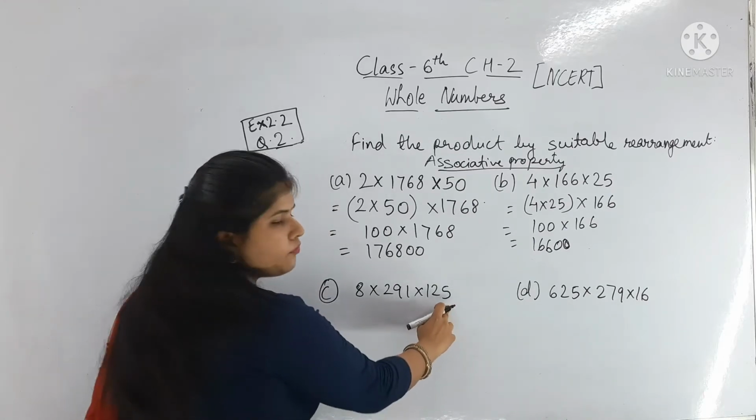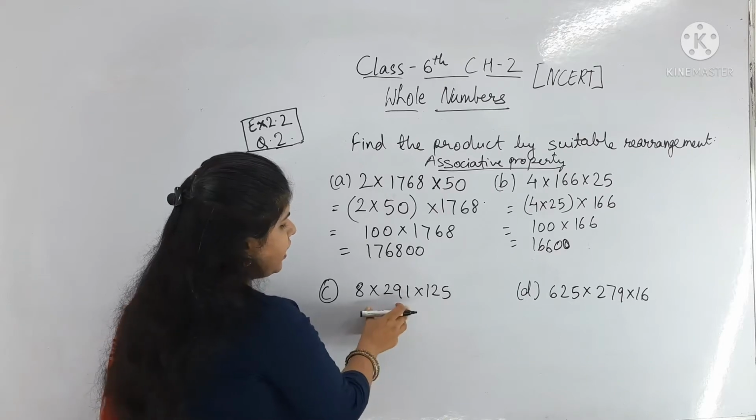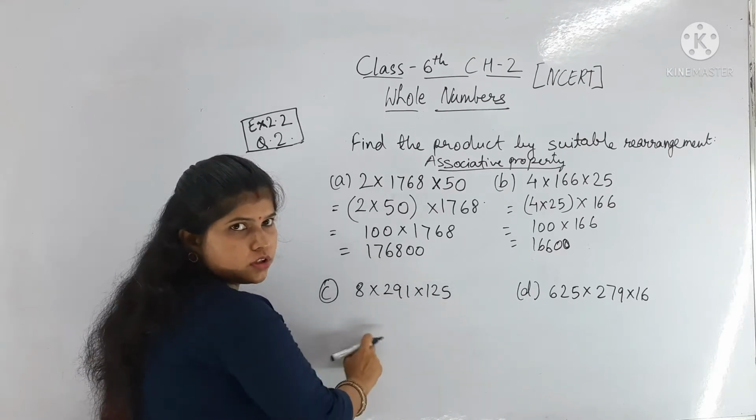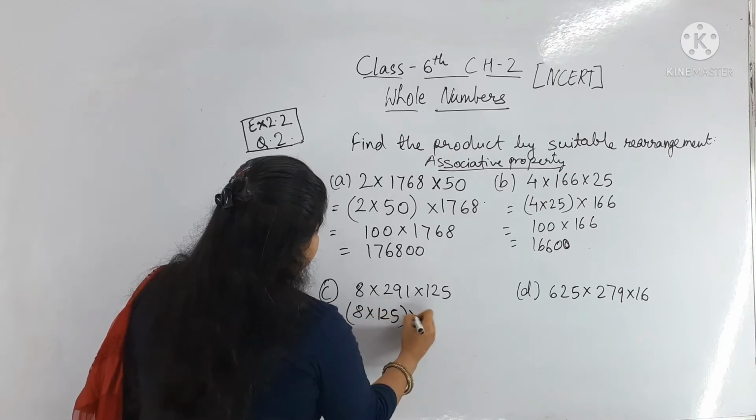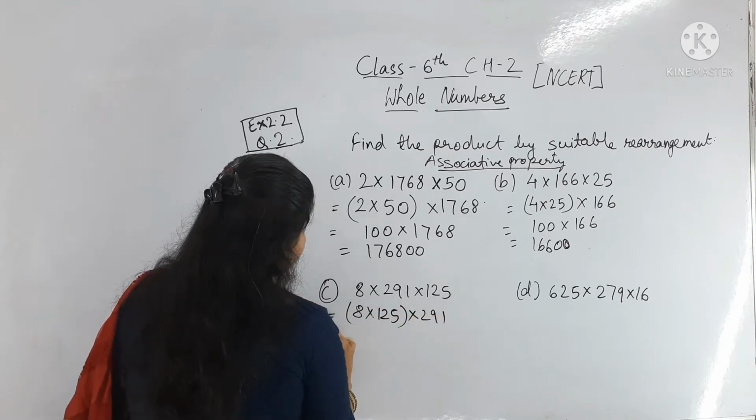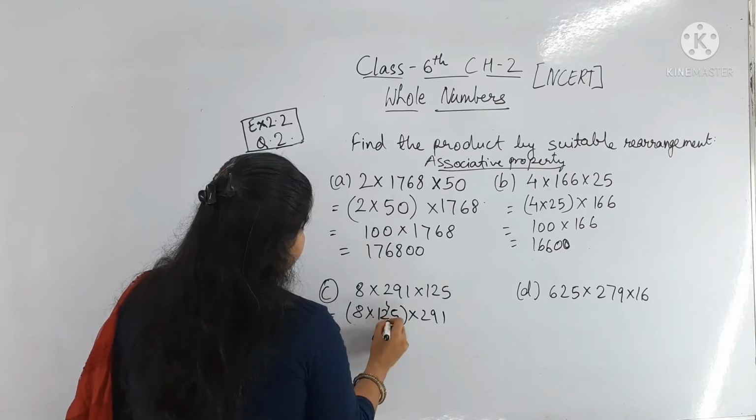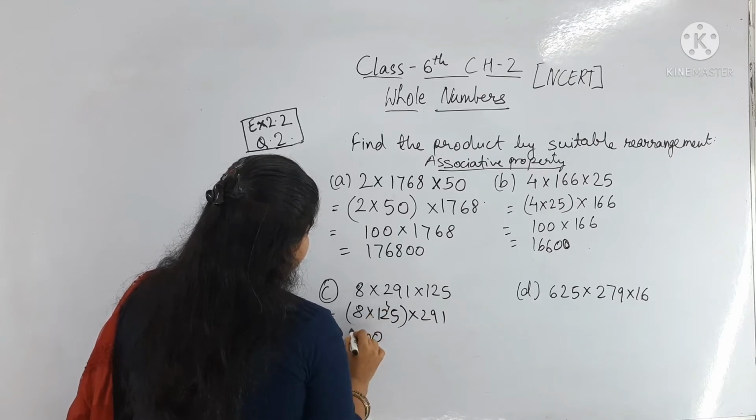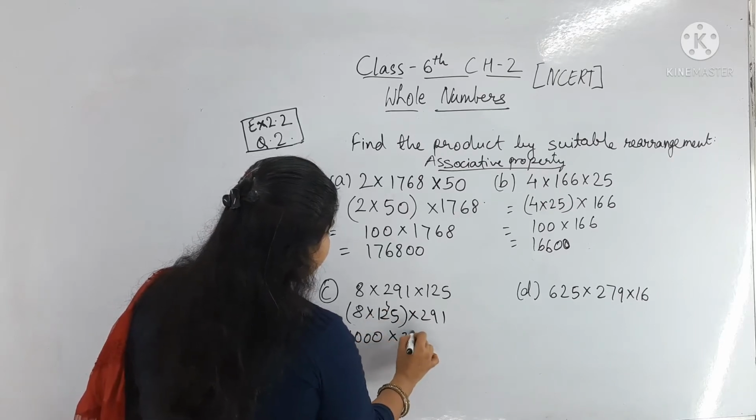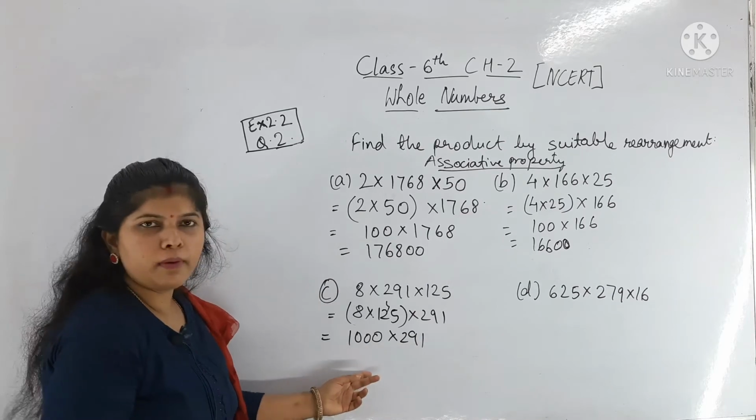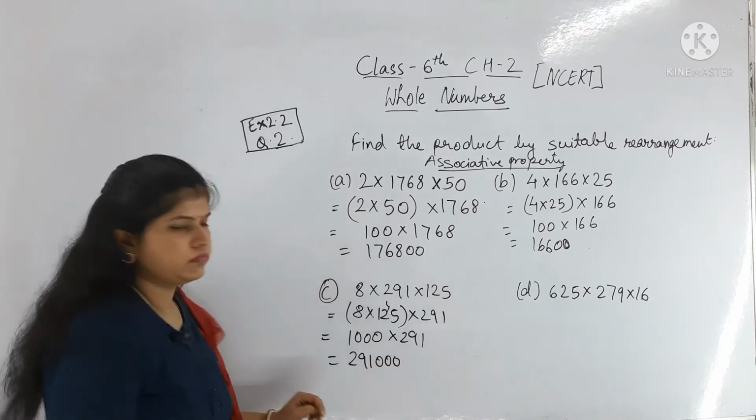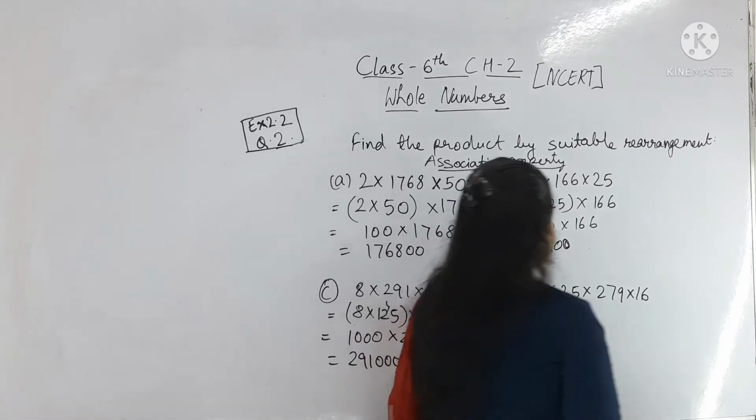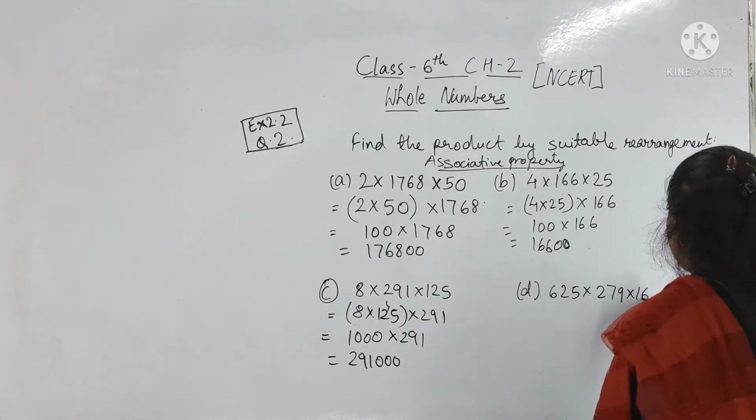Here I know that 8 fives are 40, and 8 ones are 8. So I am getting 0 in the ones place. So you can write 8 into 125 into 291. 8 fives are 40, 8 twos are 16, 16 plus 4 is 20, 8 ones are 8, 9, 10. So I am getting 1000 into 291. So it will be easy for multiplication, right? 291,000. So simple.